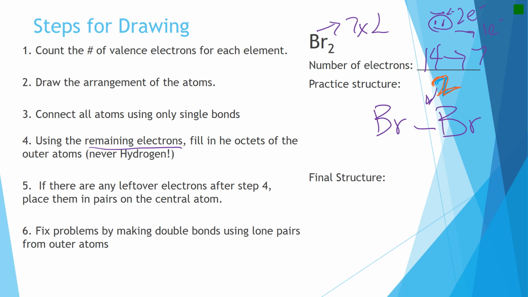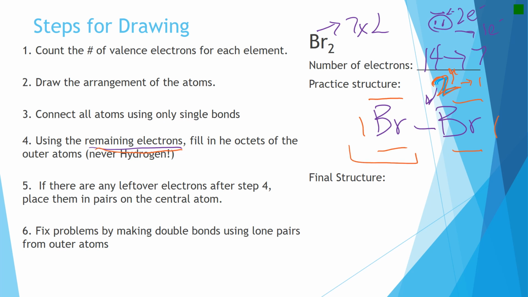Okay, so we had a total of 14, or 7 lines, and now I've used 2 electrons, or 1 line, so I've got a total of 6 more lines that I can do. So what it says is using the remaining electrons, fill in the octets of the outer electrons. So what you're going to do is 1, 2, 3, 4, 5, 6. So I have used up 6 other lines in order to make all of these guys octets.